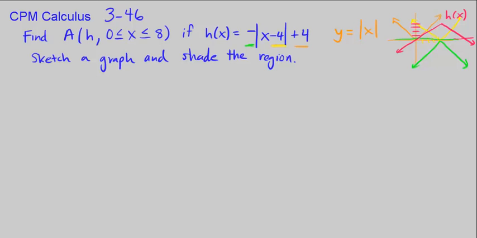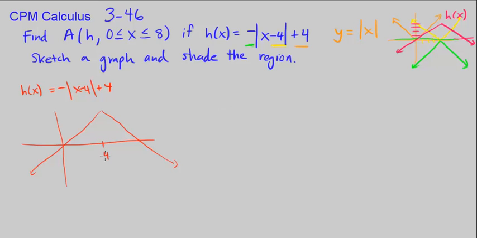So let me draw it again. h of x equals negative absolute value of x minus 4 plus 4. And that's going to look like this. And this right here is 4.